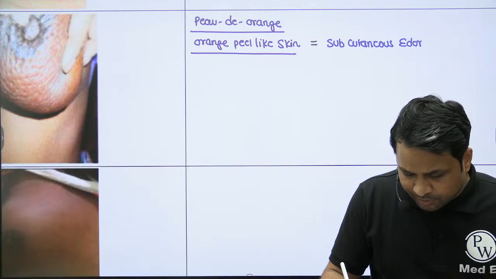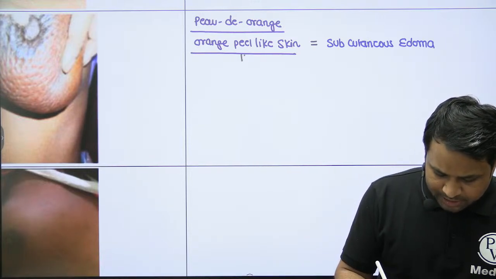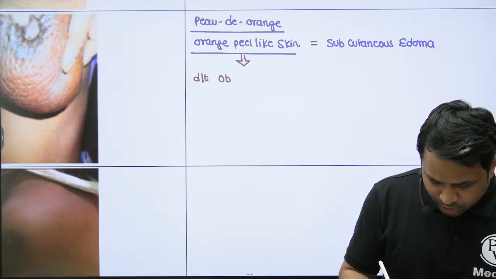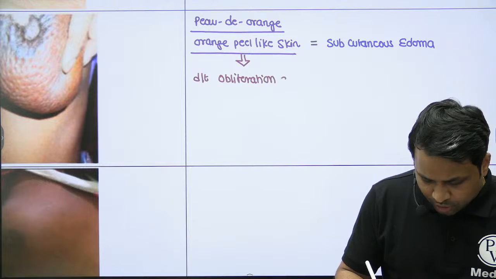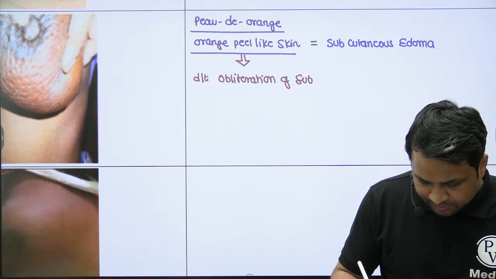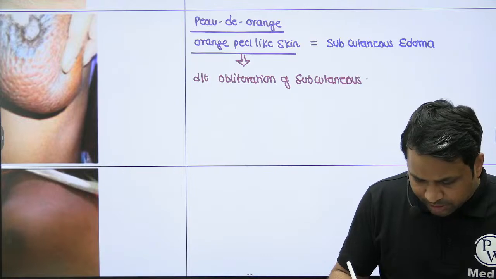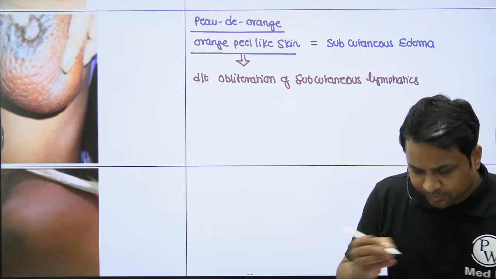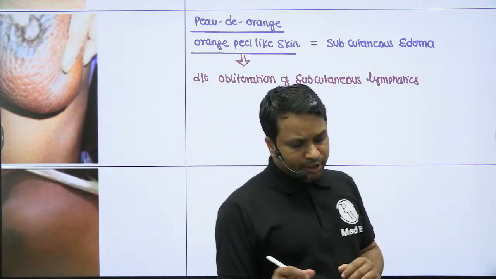Now, what is the reason for this orange peel like skin? It is due to the obliteration of the subcutaneous lymphatics. There is an obliteration of the subcutaneous lymphatics that will result in orange peel like skin.